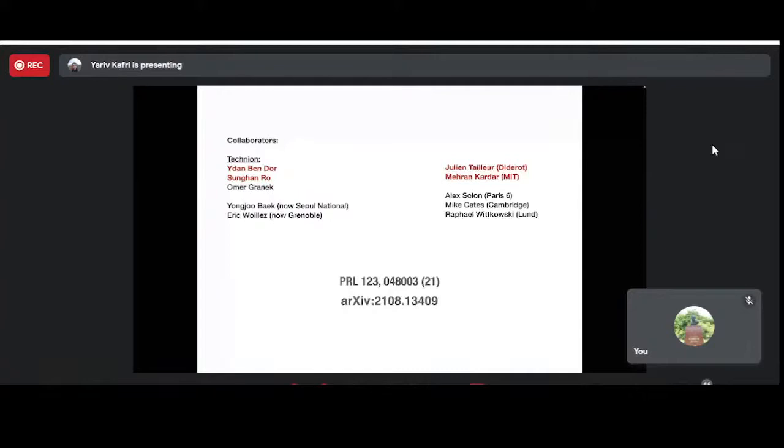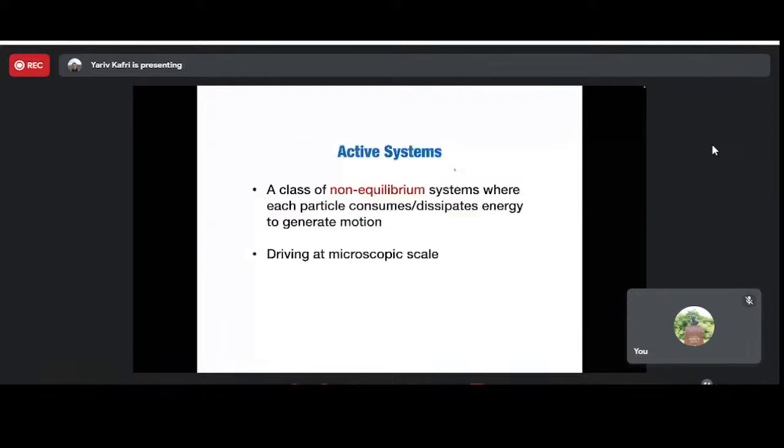Okay, so before I tell you about the influence of disorder, I want to introduce active systems. I'm sure that many of you have heard about them, but just to be safe, I'll give a very brief introduction. Active systems are a class of non-equilibrium systems where each particle consumes and dissipates energy in order to generate motion. In contrast to driving a system, for example, through the boundaries by a chemical potential difference, here each microscopic degree of freedom is consuming energy and dissipating it into the environment in order to self-propel itself.